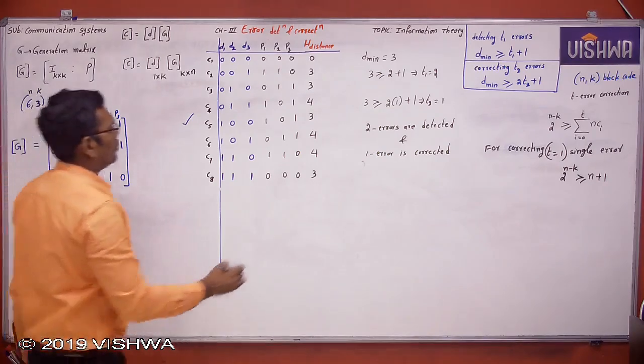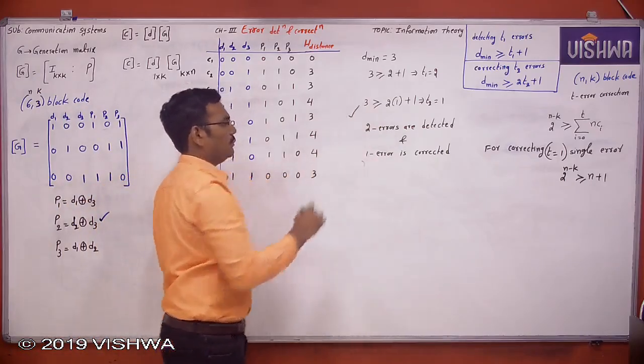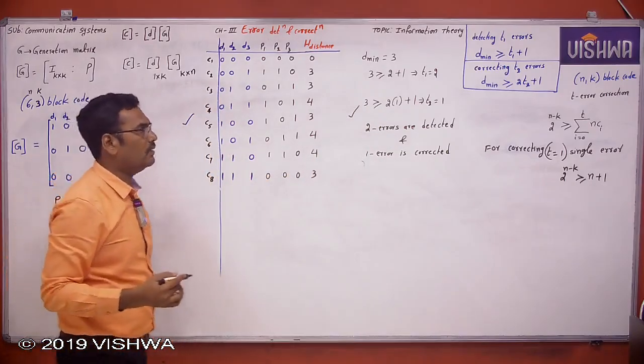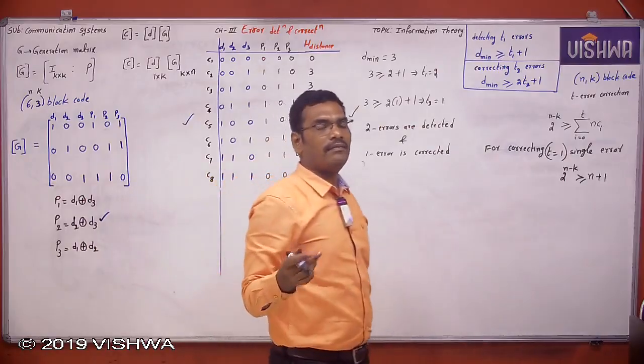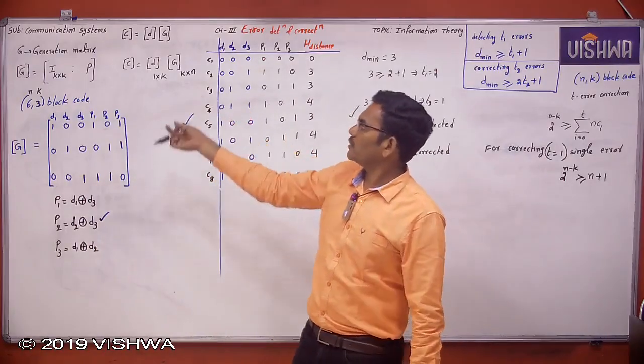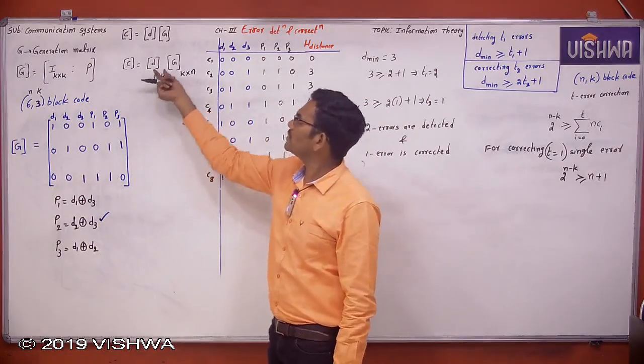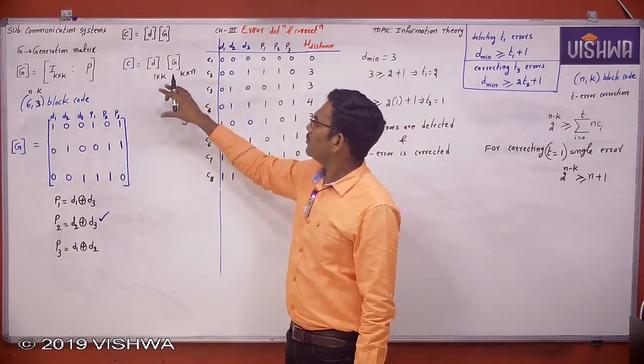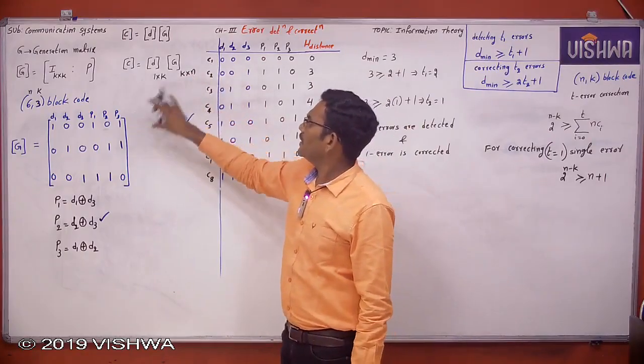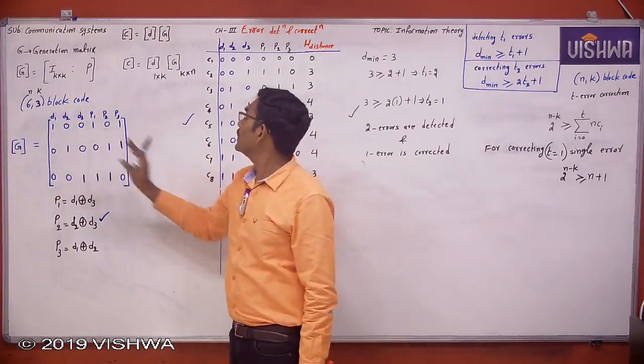Now this is another question: how many errors are detected and corrected. All possibilities are available, so we can find a matrix representation of the block code. Now C is nothing but D into G. Therefore the code is the data bits multiplied with the generator matrix.